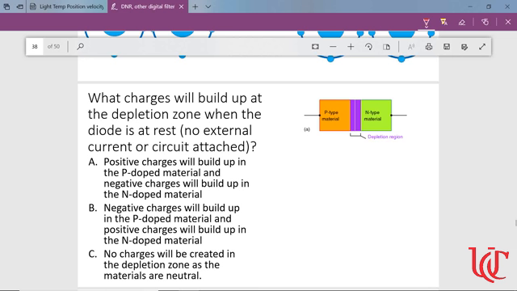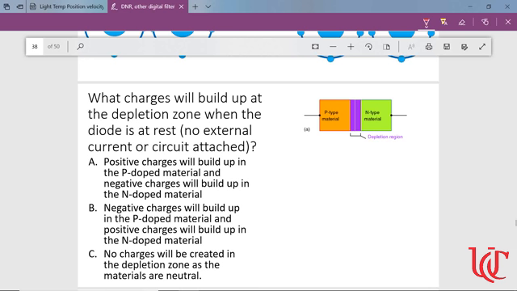Okay, I'm going to ask you to vote again. I want everybody to vote. We're going to start from the bottom this time to mix things up. So how many people say C? No charges will be created in my depletion zone because my materials are neutral. Okay, a few. How many people say B? Negative charges build up on the p-doped, positive charges on my n. Okay, a few more. How many people say A? Oh, we got about an even split between A and B.